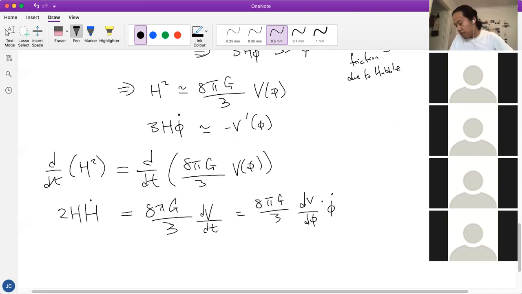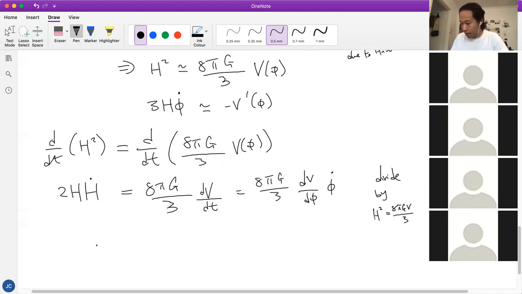Okay, so now that you're up to this stage, you want to divide both sides by the first Friedmann equation again. So h squared equals 8 pi G v on 3. Dividing, so you're dividing it by itself. Left-hand side divided by h squared, right-hand side divided by this. So you end up with 2h dot on h, and that's equal to v dash on v phi dot.